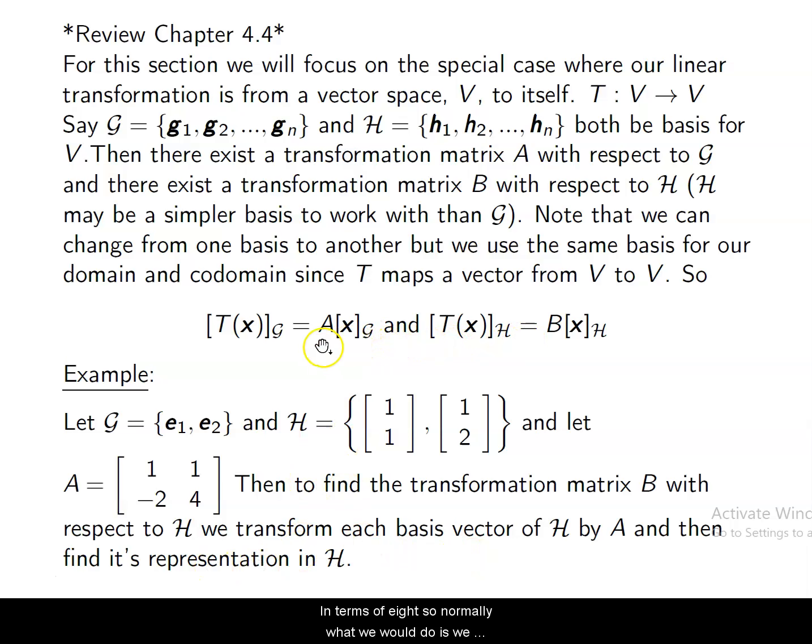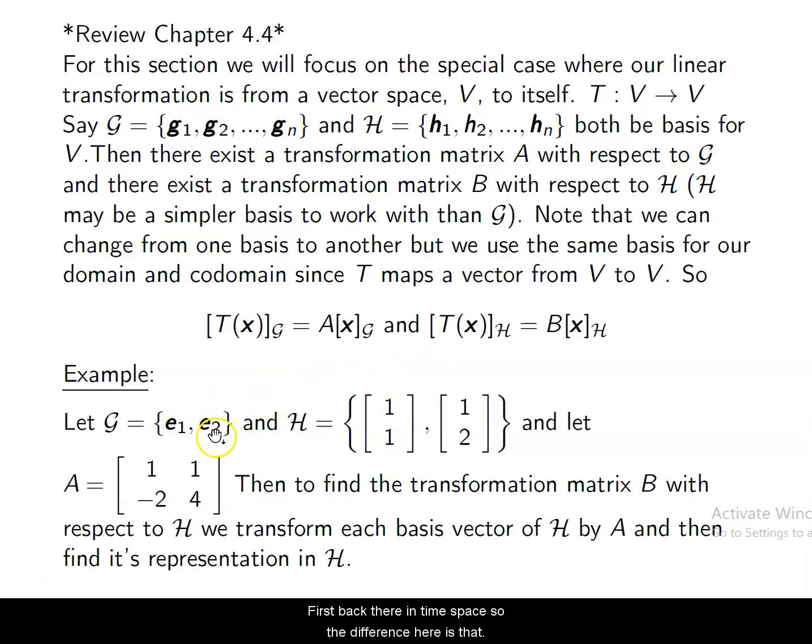in terms of H. So normally what we would do is we would first take this H and represent it in G, so it looks like X in terms of G, transform it by A, and then we'll have this coordinate vector in terms of G. We take that coordinate vector in terms of G and we represent it in terms of H, and now we have our first vector in terms of H.